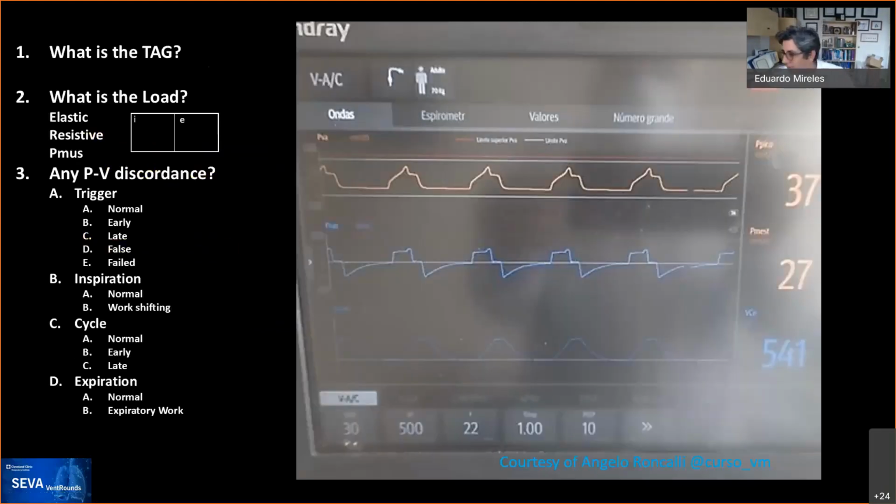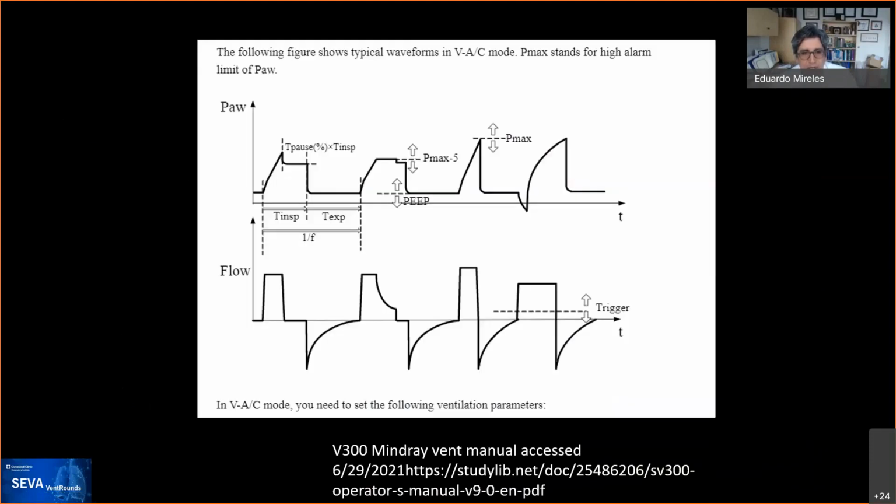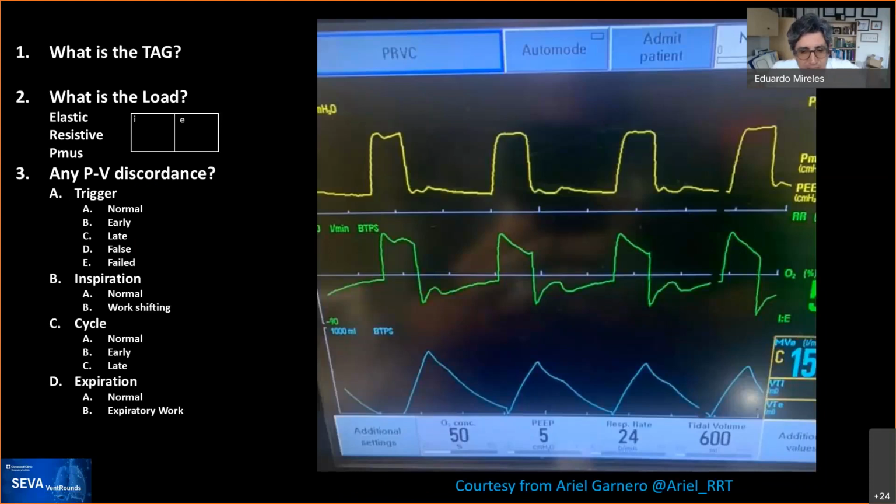I don't know if Angelo Roncalli is on the line. I don't see him, so we're going to wait and come back to this one. This is one that came in on Twitter yesterday and created a lot of fuss, and we're going to come back and review it. But Ariel is on the line, so I thought we would start with this one.